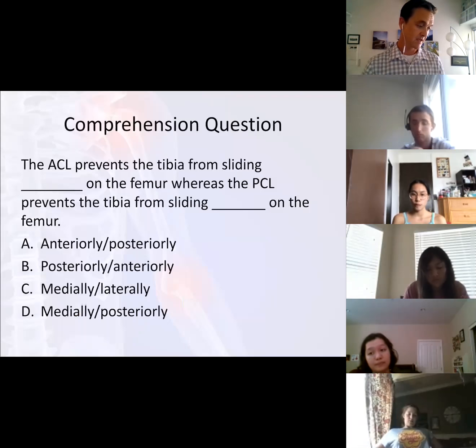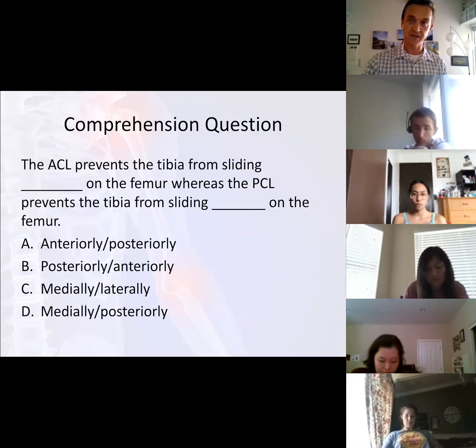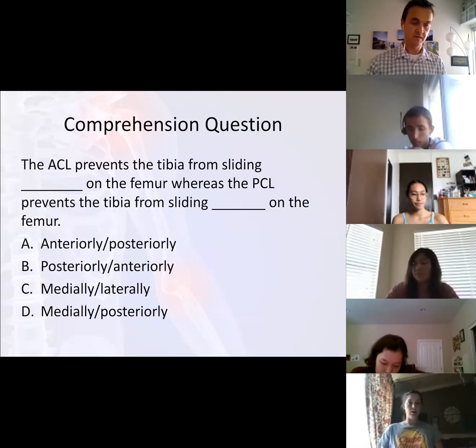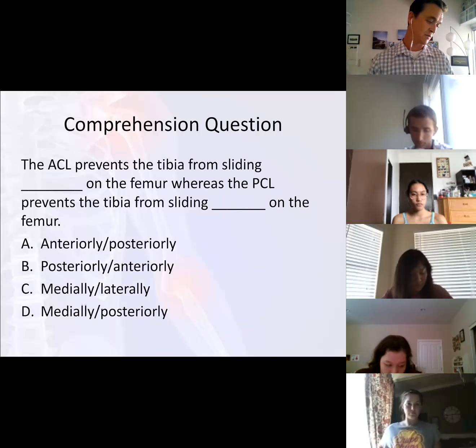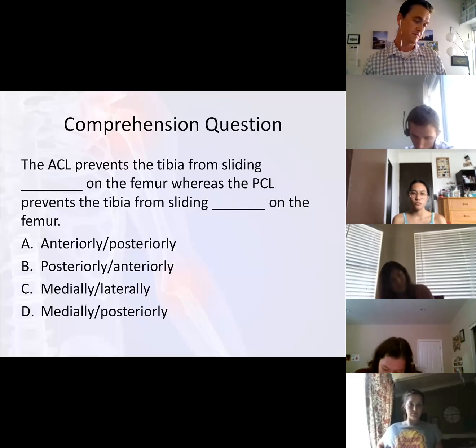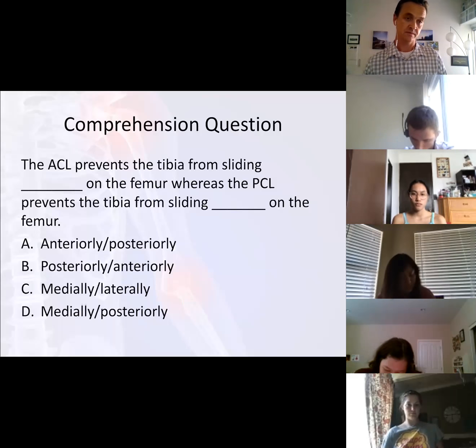Okay. All right, let's go ahead and do this one. So now I'm flipping the wording on you here. Instead of the femur moving, I'm talking about the tibia moving now.